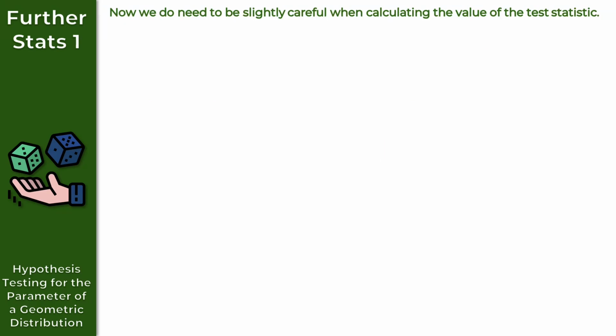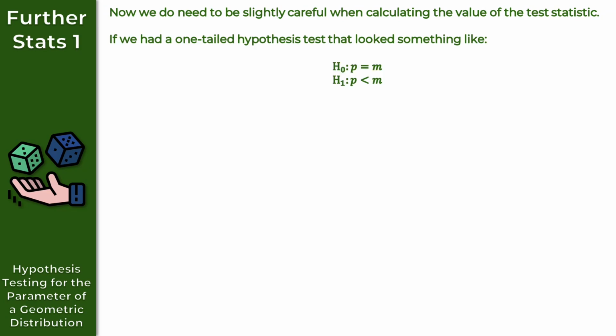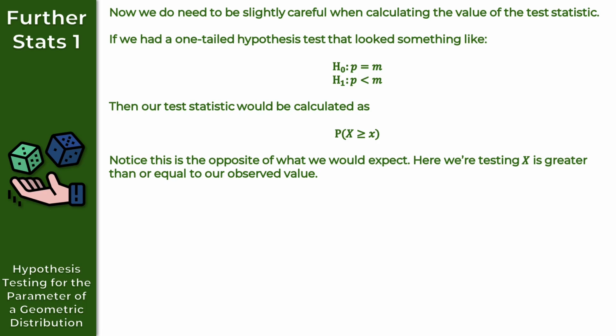Now, we do need to be slightly careful when calculating the value of the test statistic. Let's say we have a one-tailed hypothesis test that looks something like this. We've got H0 and H1 here, which give us our hypotheses. Then our test statistic would be calculated as the probability that our random variable X is greater than or equal to some value x. Notice this is the opposite of what we would normally expect, because in H1 we have the parameter p being strictly less than m. Normally, for the test statistic, the random variable X would be less than or equal to x because it matches up with the inequality used in H1.